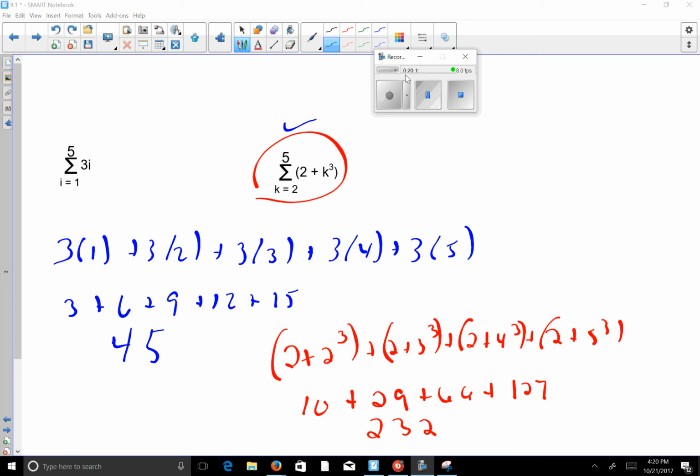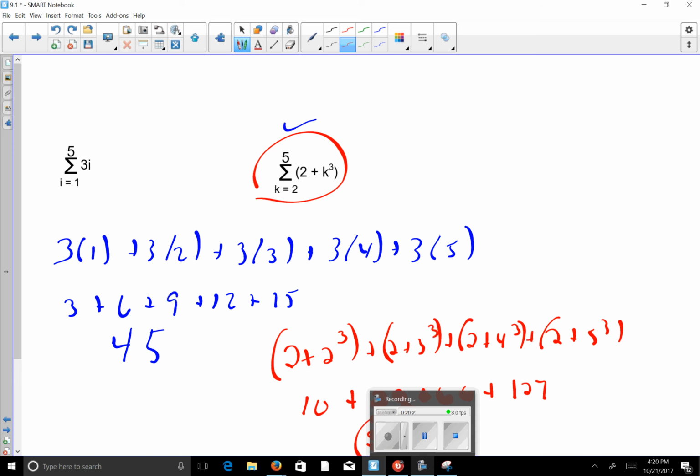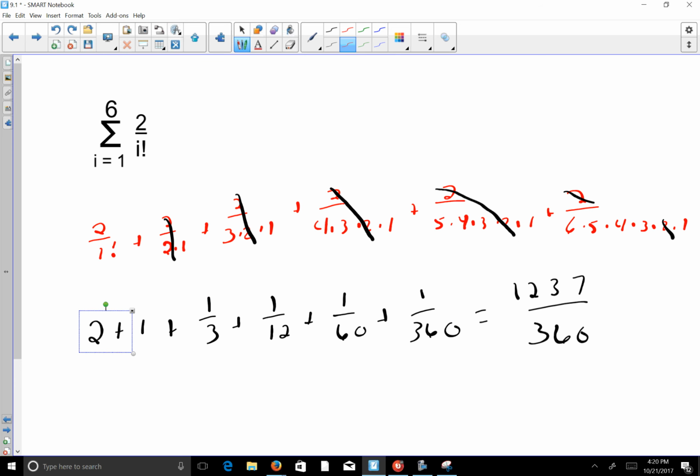Okay, when you did this one, the summation from 2 to 5 of 2 plus k to the third, the work for that one's down here. You should have had 10 plus 29 plus 66 plus 127. That final answer is 232. The next one I moved to the other page because I needed some space.